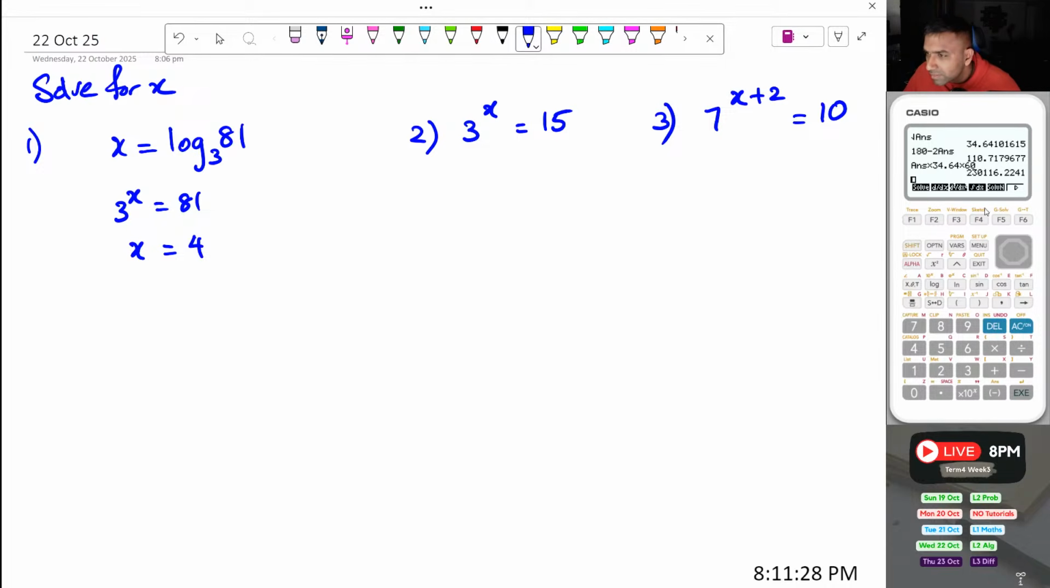Option, calc. Oh yeah, there you go. So it's there. That's the log AB. So you just click on that, and you can just put in 3 and 81, and you're good to go. All right, that's your answer, 4.